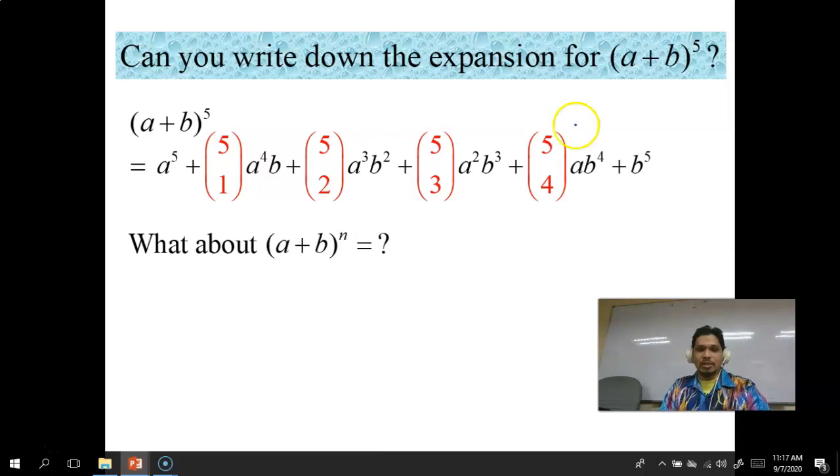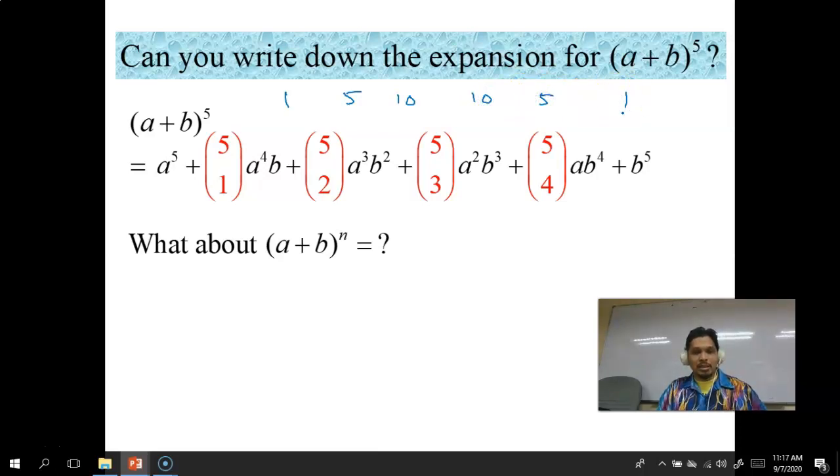Okay, as we know that, what is the expansion for n equal to 5? When n equal to 5, it is 1, 5, 10, 10, 5, 1.